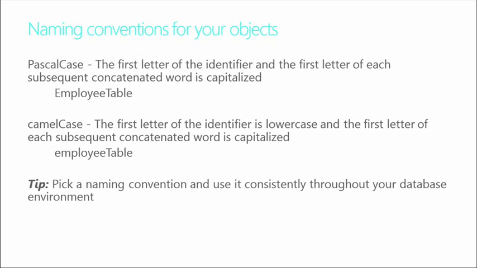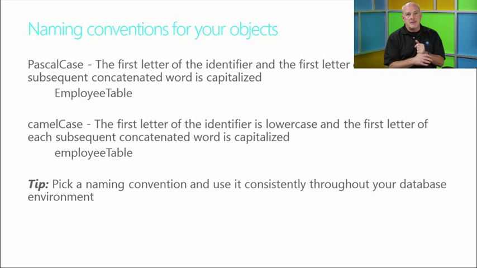Now, one of the things that we often do as we create objects is we have to have a naming convention. A couple of the common ones are listed here. The Pascal case is where we use the first letter of the identifier and the first letter of every subsequent concatenated word is capitalized. So, for instance, you see EmployeeTable. The E in Employee and the T in Table is capitalized. Personally, this is my preference. I use Pascal Case, and you're going to see with the scripts and some of the content that I'm going to be showing you in this module and the next module, I'm totally about Pascal Case.